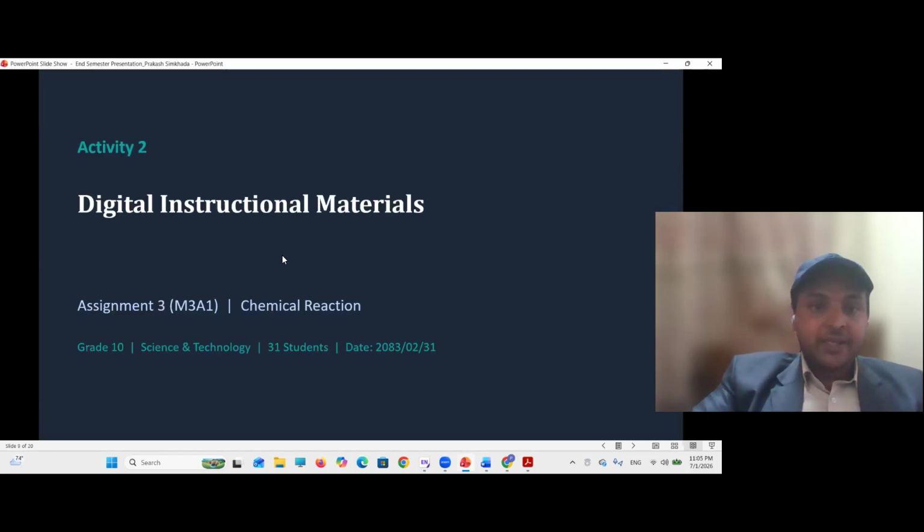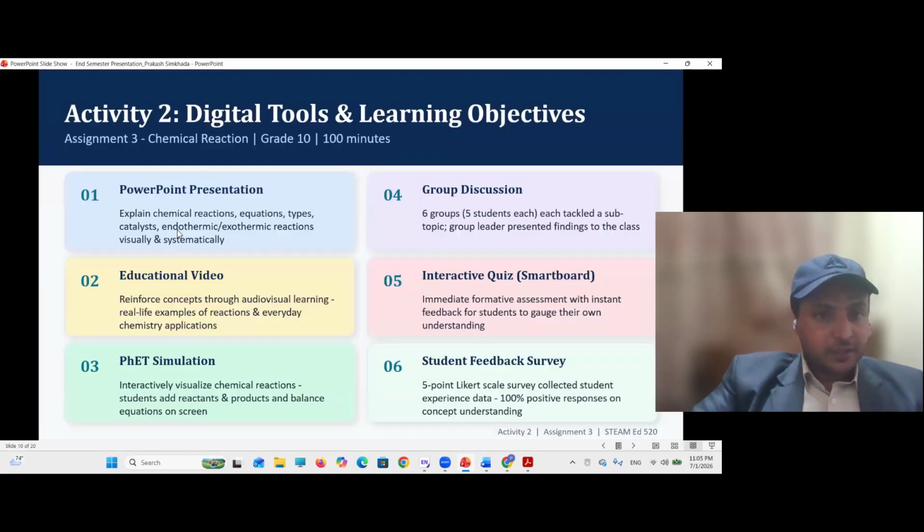The next activity is that I have prepared digital instructional material and applied it in the classroom. This is on the chapter chemical reaction. I have done this activity in different stages. At first, I prepared a PowerPoint slide and did the presentation. I have shown some videos on YouTube.